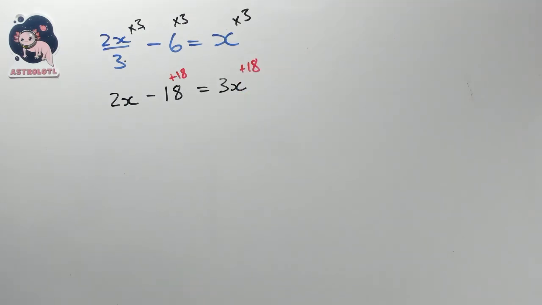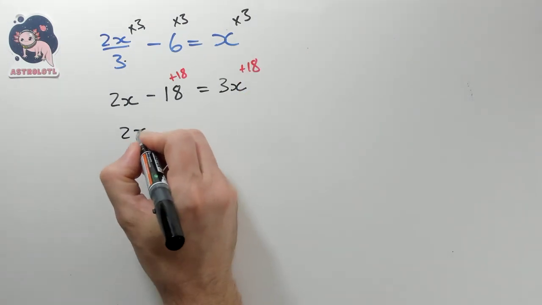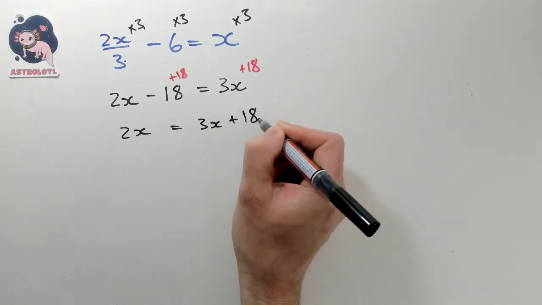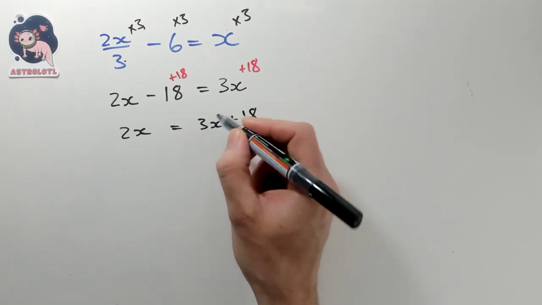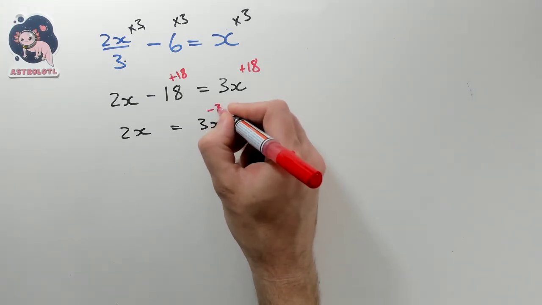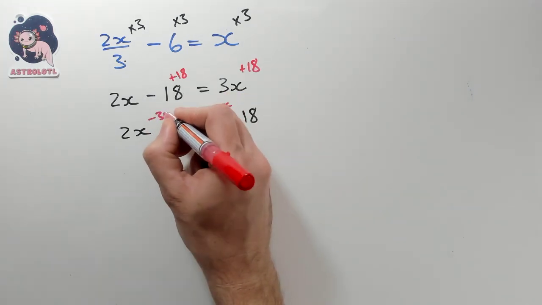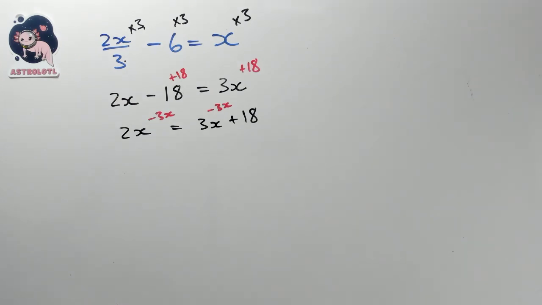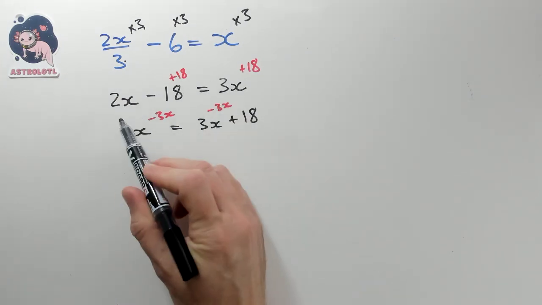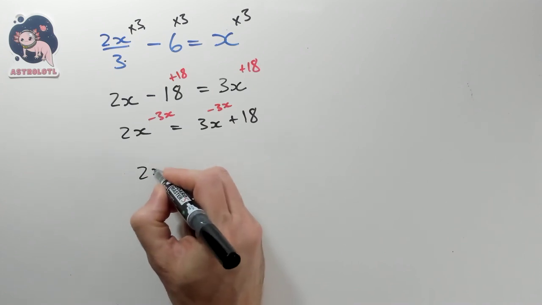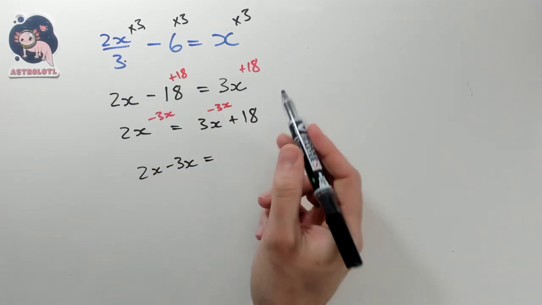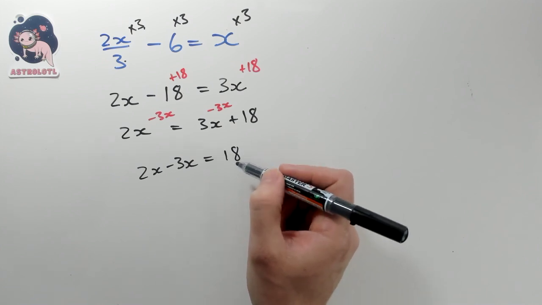And that would leave me with 2x is 3x plus 18. And now I'm going to subtract. You don't have to take such a long route. Later you'll be very quick and you'll just say, okay, I have a 3x on this side, I'll take it to that side, so it's going to be 2x minus 3x, and I have a minus 18, so that's going to be a plus 18.